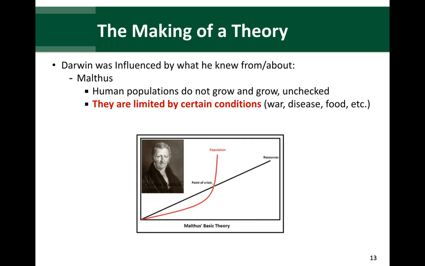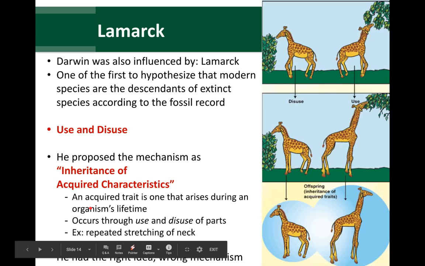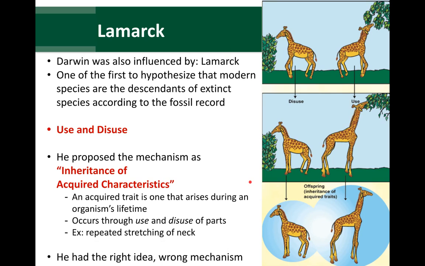And Darwin has the idea that there are factors that limit populations. So he's also taking what he observed on the Galapagos Islands and he's thinking about how life forms have changed over time. Someone before him, by the name of Lamarck, was one of the first to propose how modern species descend from previous species through the idea of use and disuse.